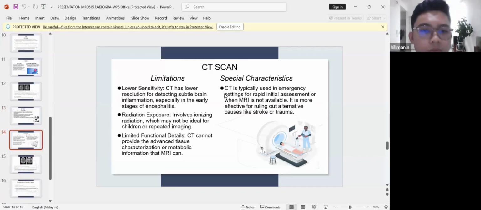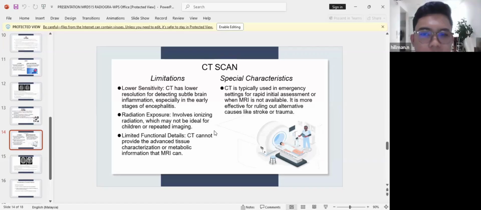However, there are a few limitations also for using CT scan. For example, lower sensitivity. CT has lower resolution for detecting cerebral brain inflammation, especially in the early stages of encephalitis. Other than that, radiation exposure. It involves ionizing radiation, which may not be ideal for children or repeated imaging. It also has limited functional details because CT cannot provide the advanced tissue characterization or metabolic information that MRI can.